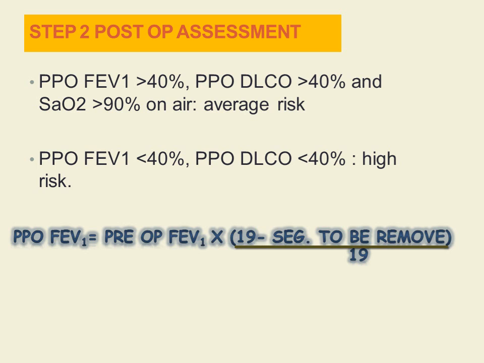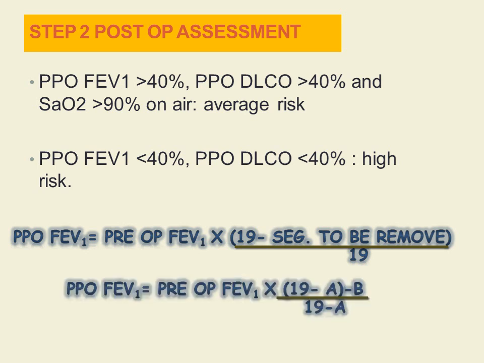So we can calculate it by pre-op FEV1 times 19 minus the segments to be removed, divided by 19.